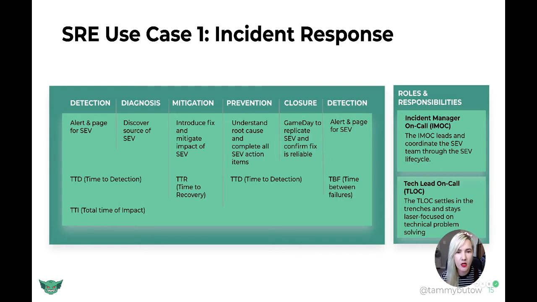Next, we have closure. This is where we run a game day to replicate the SEV and confirm a fix is reliable. We measure both of these, prevention and closure, as time to detection. Next up, we have detection again. This is to check, does this exact incident ever happen again? We really want to track that, and we want to measure that as TBF, time between failures. When we look at this entire timeline, it's called total time of impact, TTI.